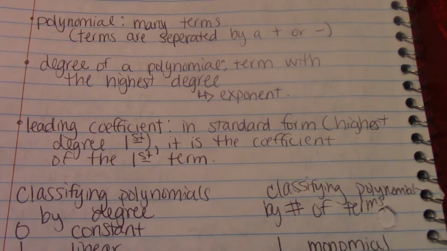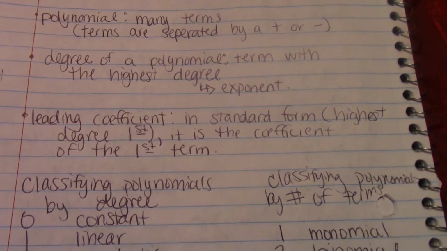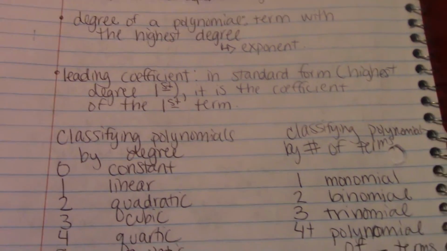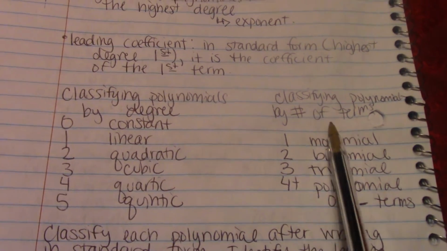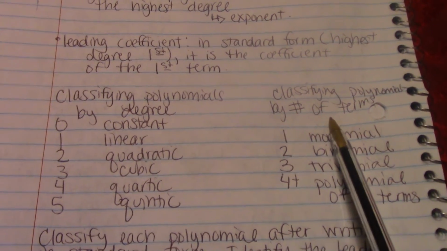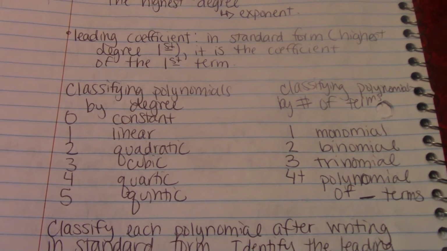The leading coefficient is the coefficient of the first term. And coefficient, remember, is the number in front of the exponent. So classifying polynomials, we've got by degree and by the number of terms. Okay, so you need to know this chart and know these words.